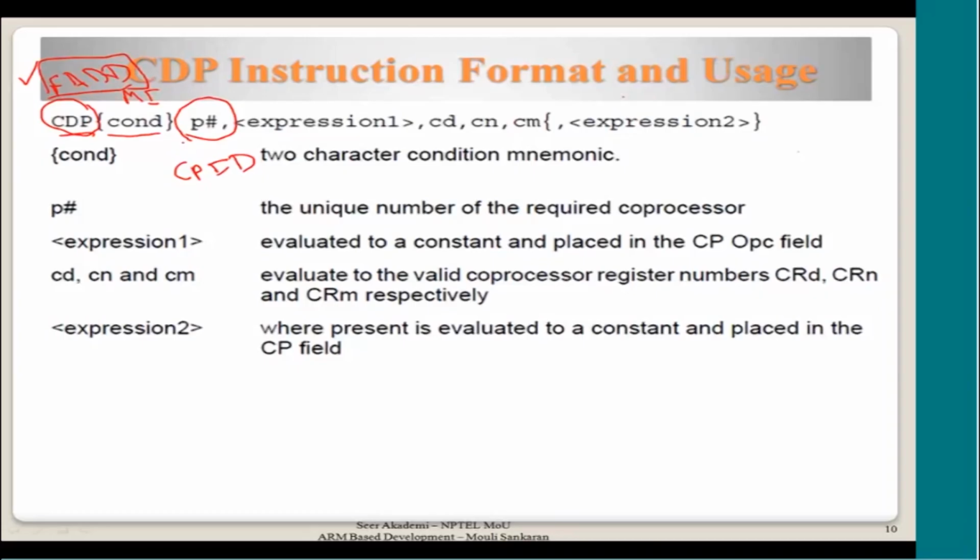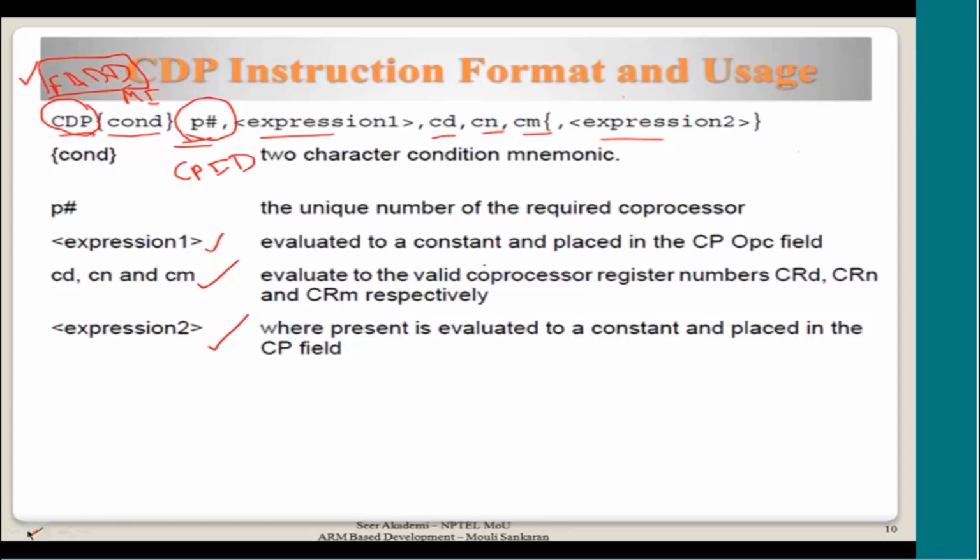This CP ID will go there, and then other parameters to the coprocessors can be left to the implementation. So there are some coprocessor registers, and then a specific type field, and what operation to be performed. These are all very specific to the particular coprocessor implementation.